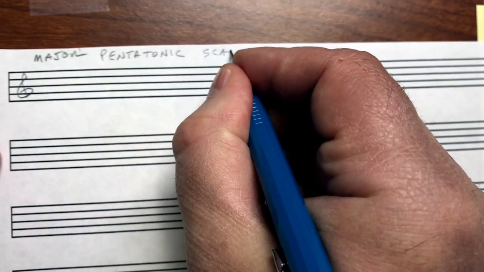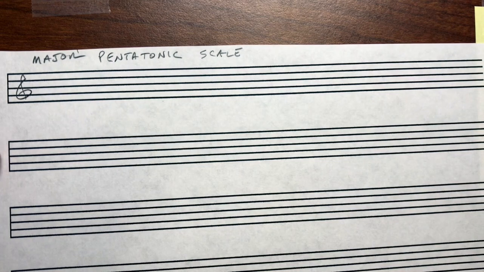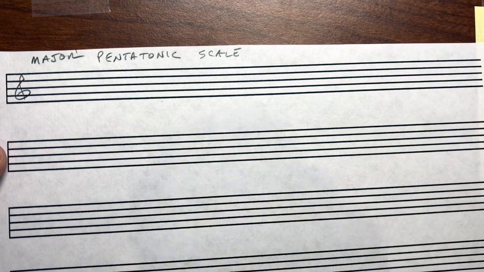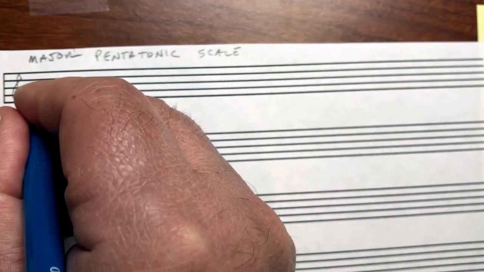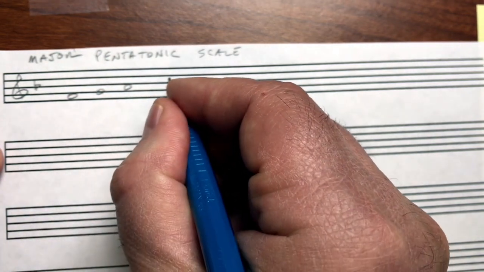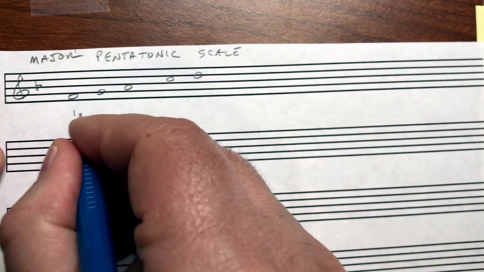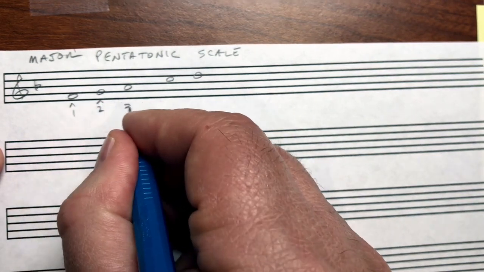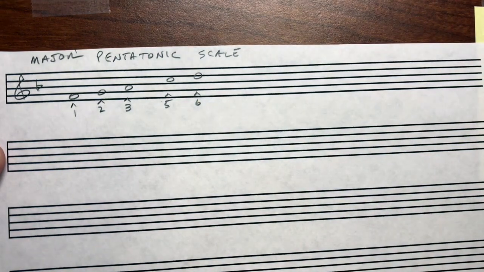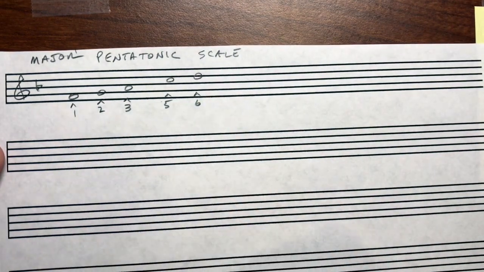pentatonic scale. The major pentatonic scale is simply a subset of the diatonic major scale with scale degrees 1, 2, 3, 5, 6. 1, 2, 3, 5, 6, 5, 3, 2, 1. So if we started on, for example, F, we would write F, G, A, C, and D as 1, 2, 3, 5, and 6. So this would be the major pentatonic scale.